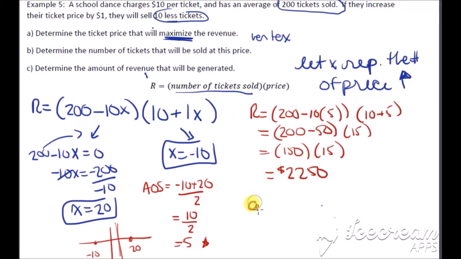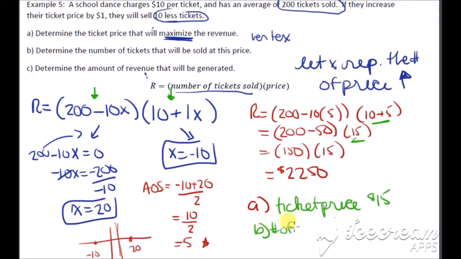Okay, so A, determine the ticket price. Well, we know that this was number of tickets sold, and then this here was the price. So we already actually plugged in our new x, our maximal x, which is 5, into the price formula. So ticket price is $15.